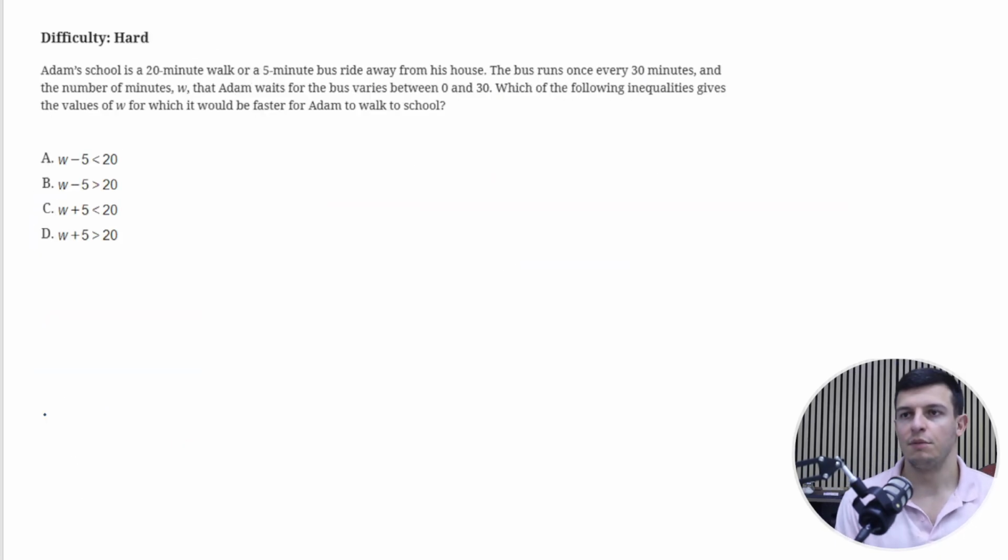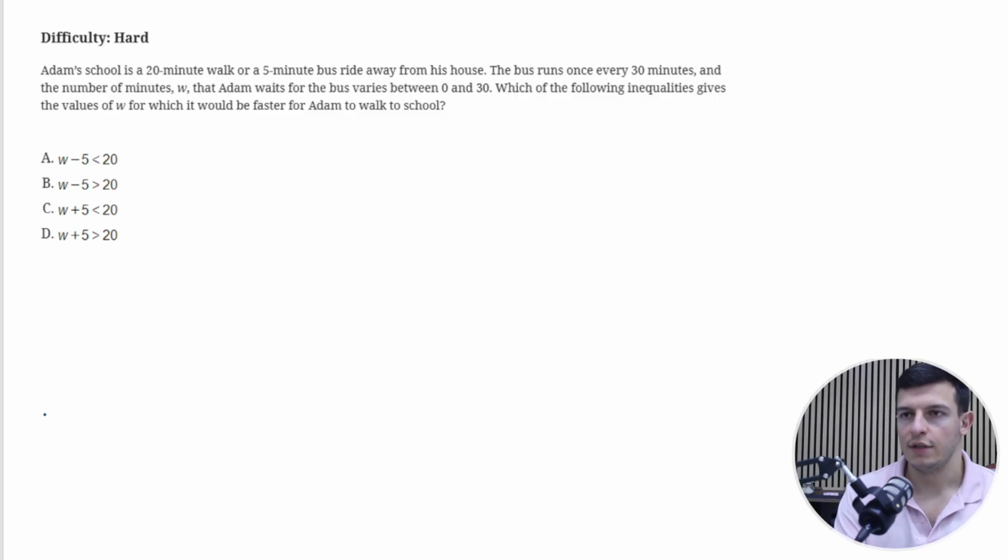Adam's school is a 20-minute walk or 5-minute bus ride away from his house. The bus runs every 30 minutes and the number of minutes W that Adam waits for the bus varies between 0 and 30 minutes because the bus is coming every 30 minutes. Now, which of the following inequalities gives the value of W for which it would be faster for Adam to walk to school?